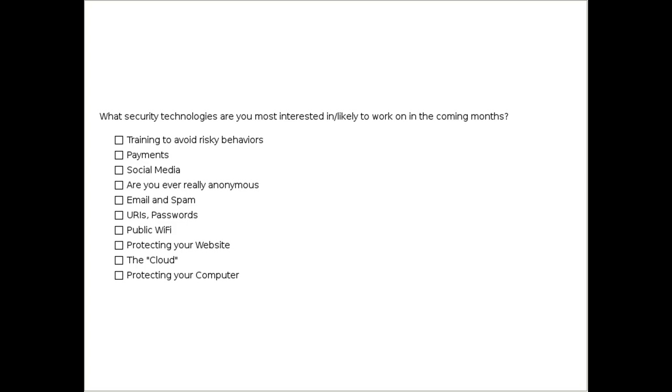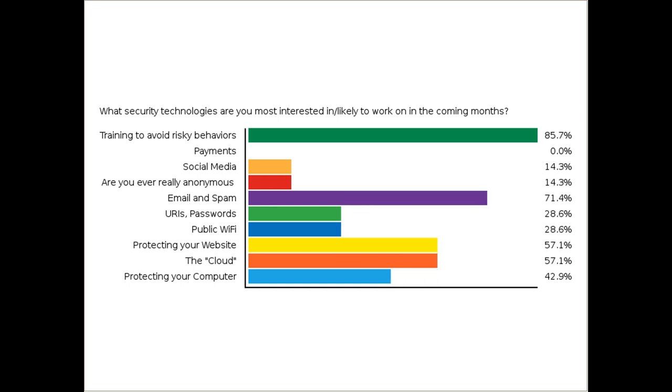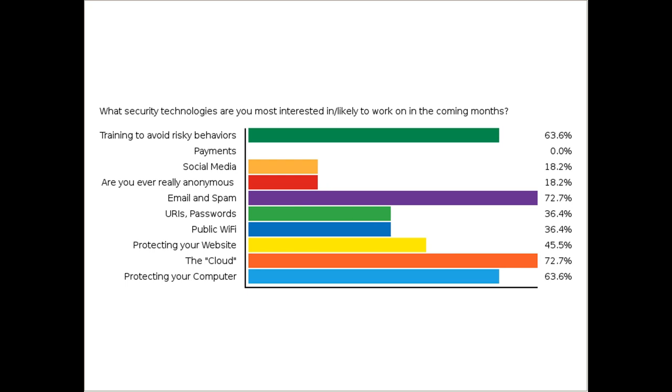Here is our first polling question. What security technologies are you most interested in or likely to work on in the coming months? So go ahead and use your cursor to indicate which of these technologies you're interested in or likely to work on in the coming months. Training to avoid risky behaviors, payments, social media, are you ever really anonymous, email and spam, URIs, password, public Wi-Fi, protecting your website, the cloud, or protecting your computer?